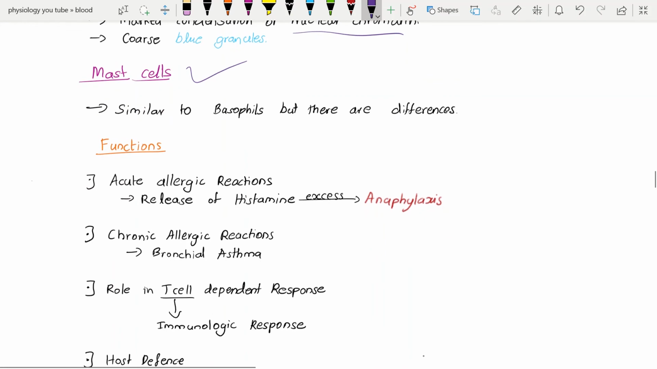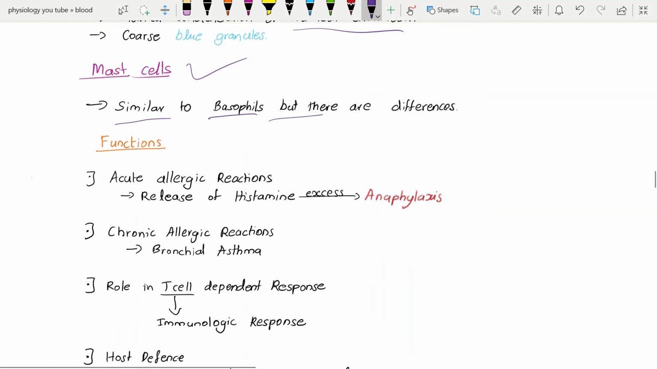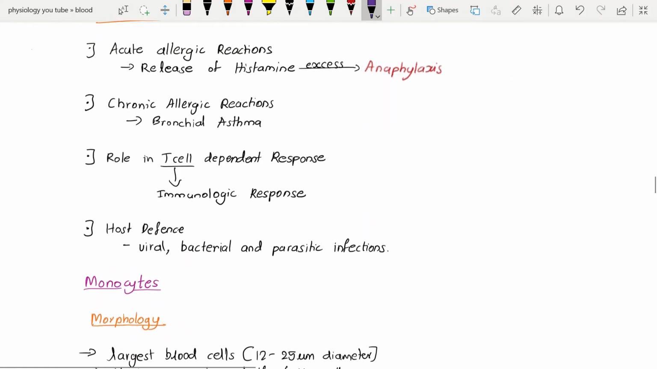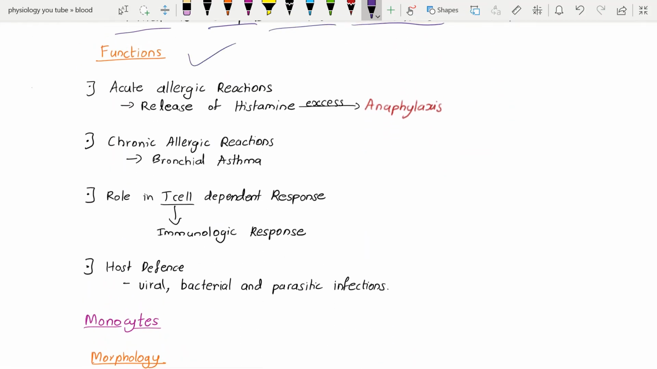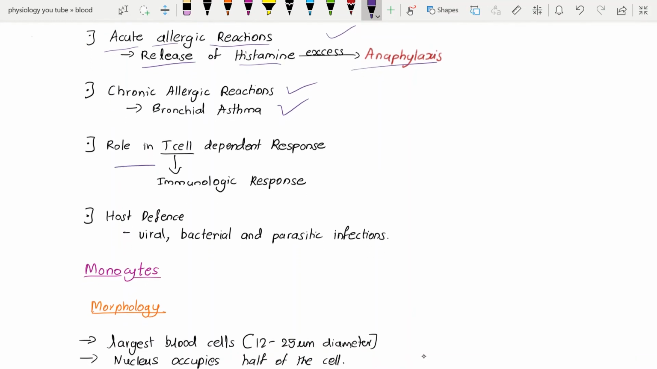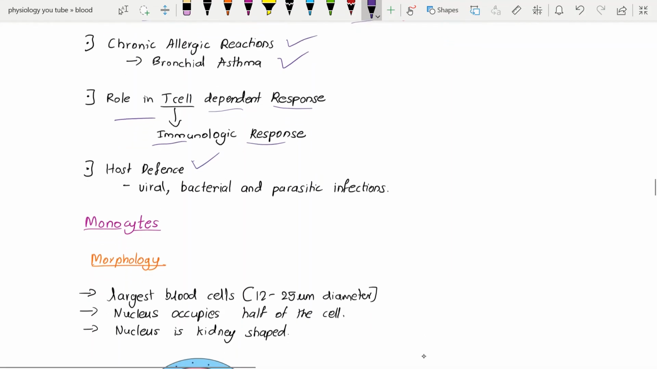Mast cells. These are similar to the basophils, but there is a difference. Find out which is that. Functions: involved in acute allergic reactions, release of histamine, excess release may cause anaphylaxis. Chronic allergic reactions, for example bronchial asthma. Role in T cell dependent response, which is immunologic response. Host defense, for example in viral, bacterial and parasitic infections.